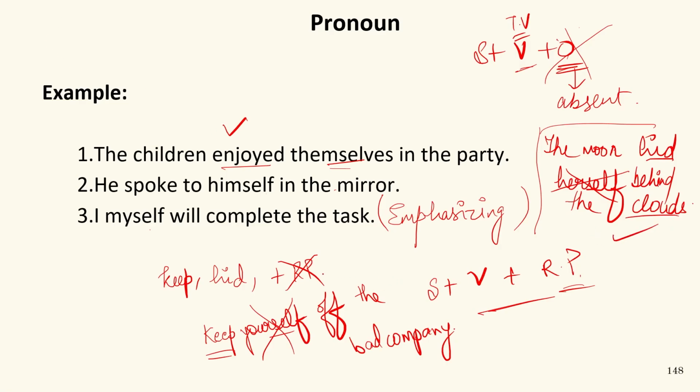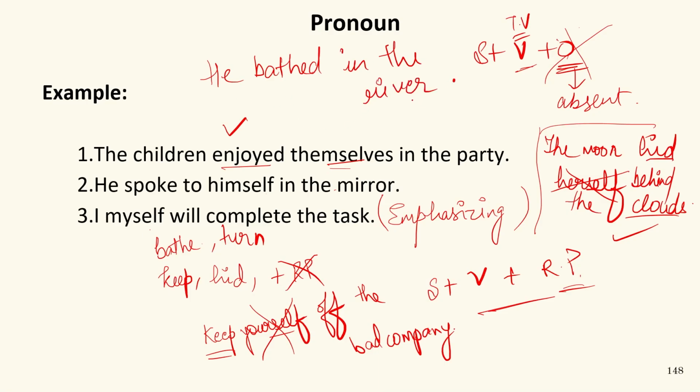Now, if I write some more words like bathe, turn, with these words as well, we do not use reflexive pronoun. For example, he bathed in the river. Now, we cannot use like he bathed himself in the river. That is incorrect. She turned to the right, not she turned herself to the right. That will be incorrect. So, with these words, we do not use reflexive pronoun.